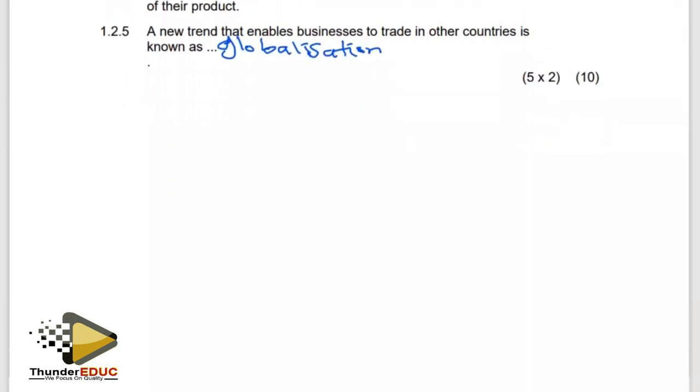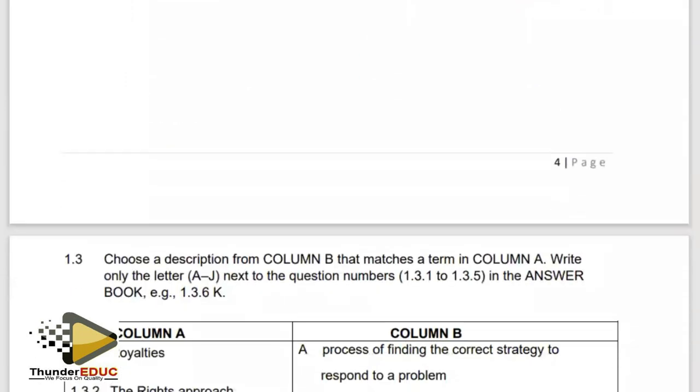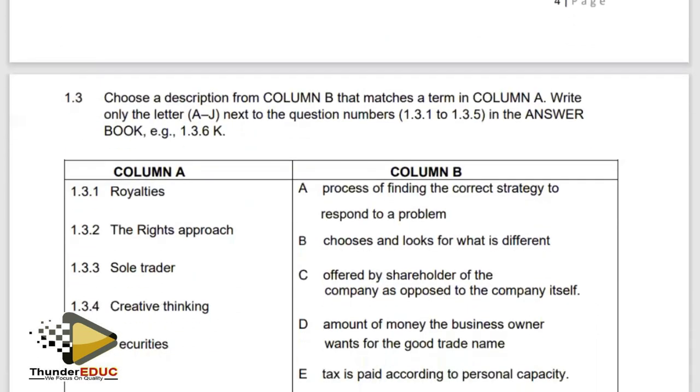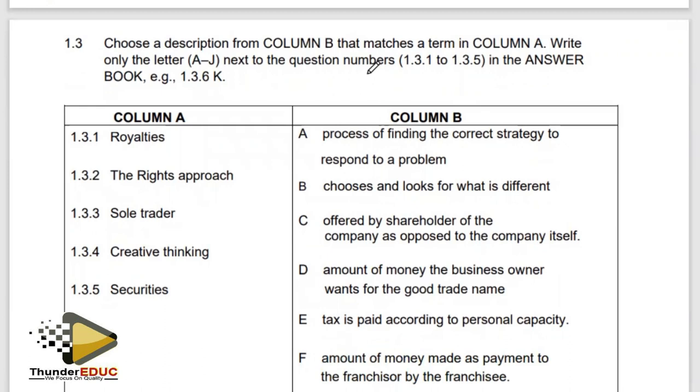That marks the end of that section. Okay. Let's look at the next part of section A. So far, we have successfully scored our point marks. We are left with this last part, the section of choosing a description. Choose a description from column B that matches a term in column A. Yes, we are supposed to look at a description from B that will match the terminology given in column A. How do we deal with this section?